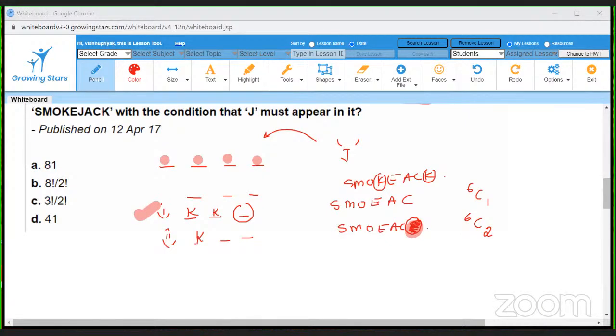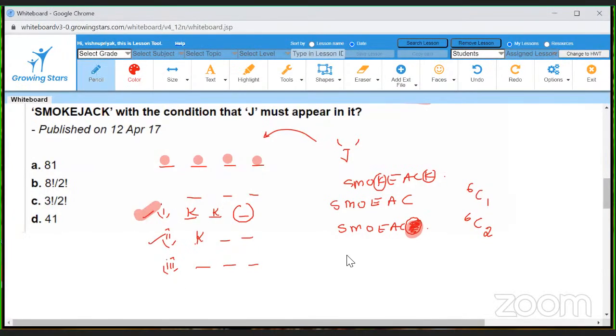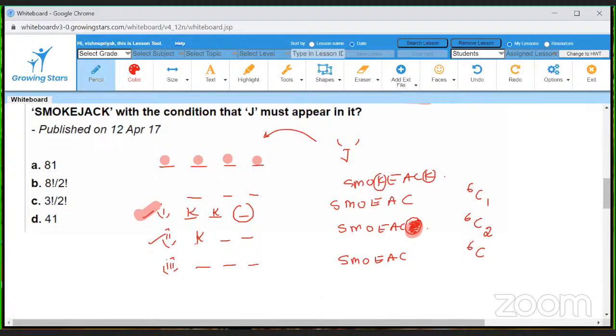And the third case is we will not take K at all. Neither 1K nor 2K. 1K is already taken here, 2Ks are already taken. Now no K. That means we have S, M, O, E, A, C, and these 6 letters are used to select 3 letters and fill up the 3 places. So this is the third possible case. So after observing, we come to know that these are the 3 possible cases.